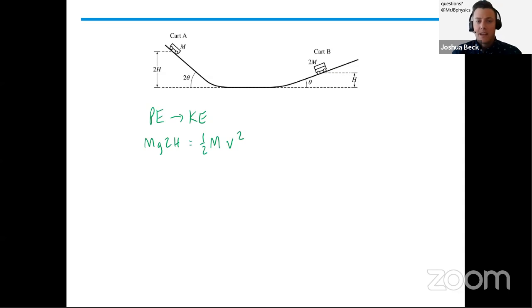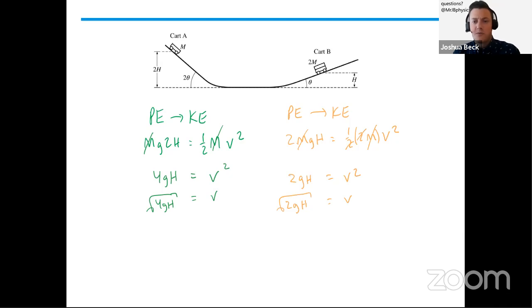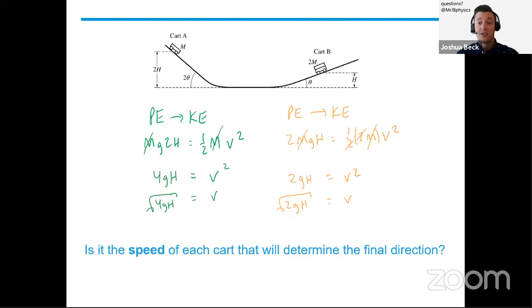For cart A, it has some gravitational potential energy that turns into kinetic energy, and I've substituted in the m and h values that were given. That tells me that when it reaches the bottom of that ramp, this is going to be the speed of cart A. If I go through the same process with cart B, plugging in the values for its mass and its height, I end up finding that this will be cart B's speed. Now, if I compare these two, I can tell that the cart on the left and the cart on the right, cart A and B, have two different speeds. You may think that the speed is what's going to be important in determining the final direction once they collide, but it's not.